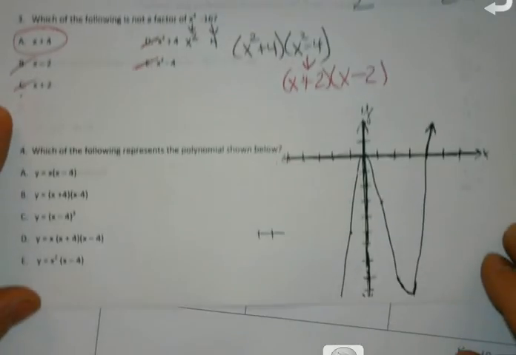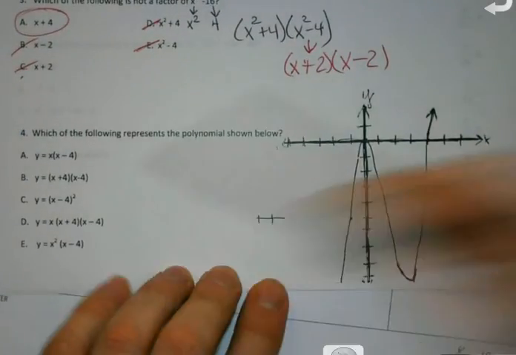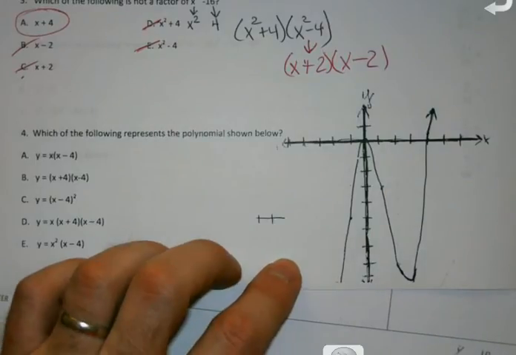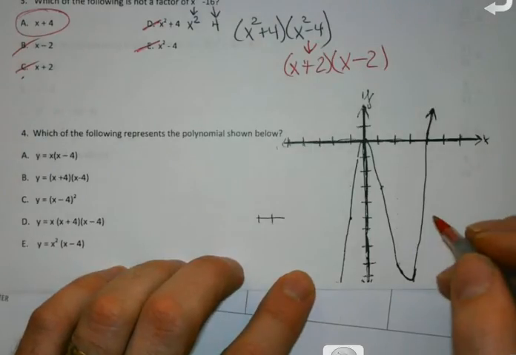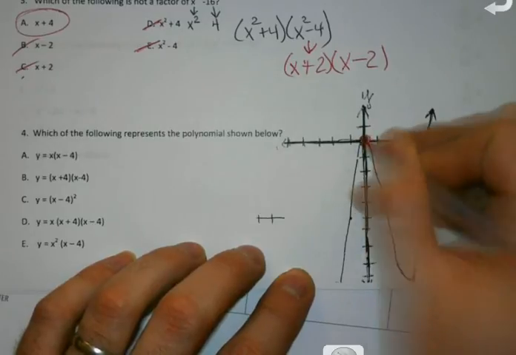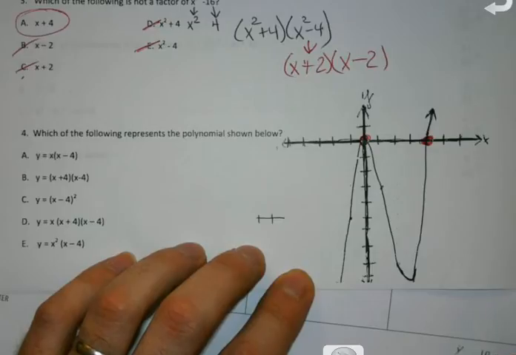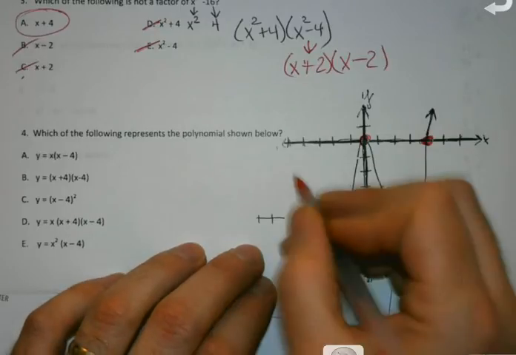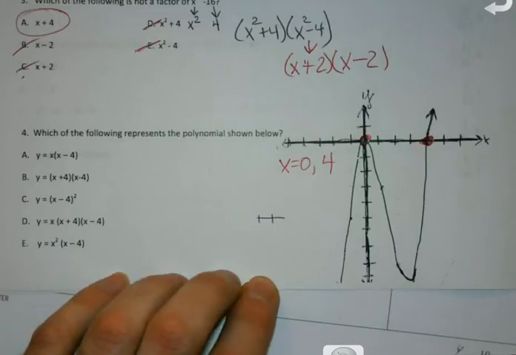Which of the following represents the polynomial shown below? Now, do I really want to type all these into my graphing calculator until I find one that looks like this? No, not really. So here's what I would suggest. I notice a couple of things. I notice a 0 here, where it touches the x-axis, and I notice another one here. Okay? So it looks like my zeros are at 0 and 4.